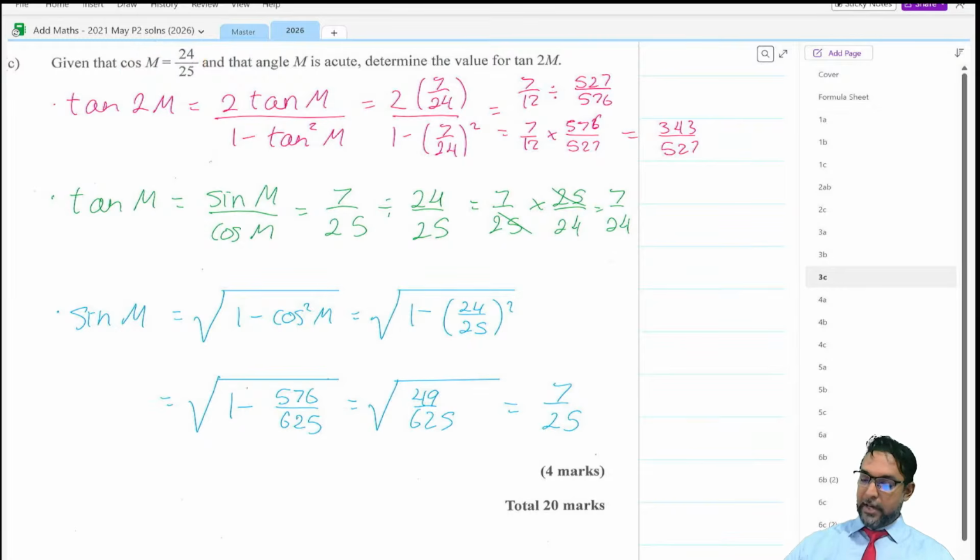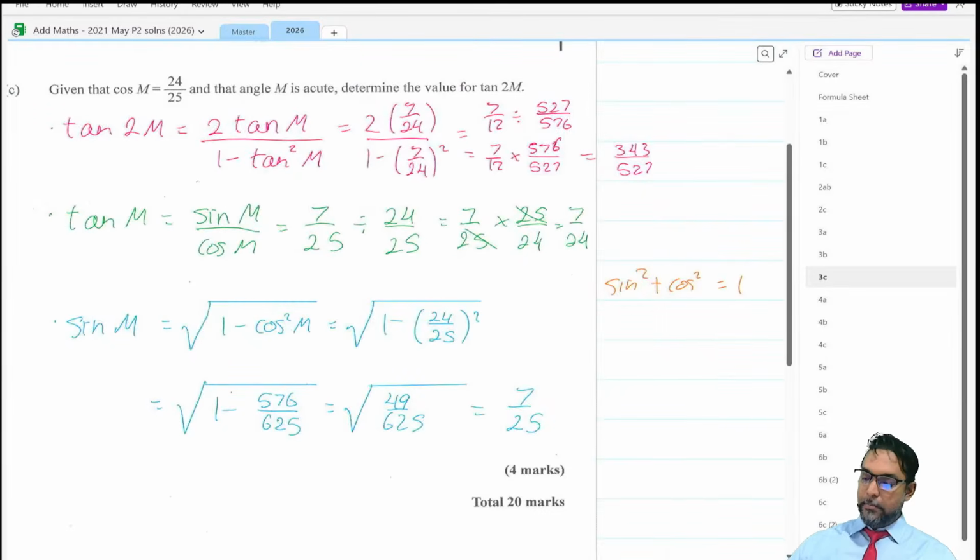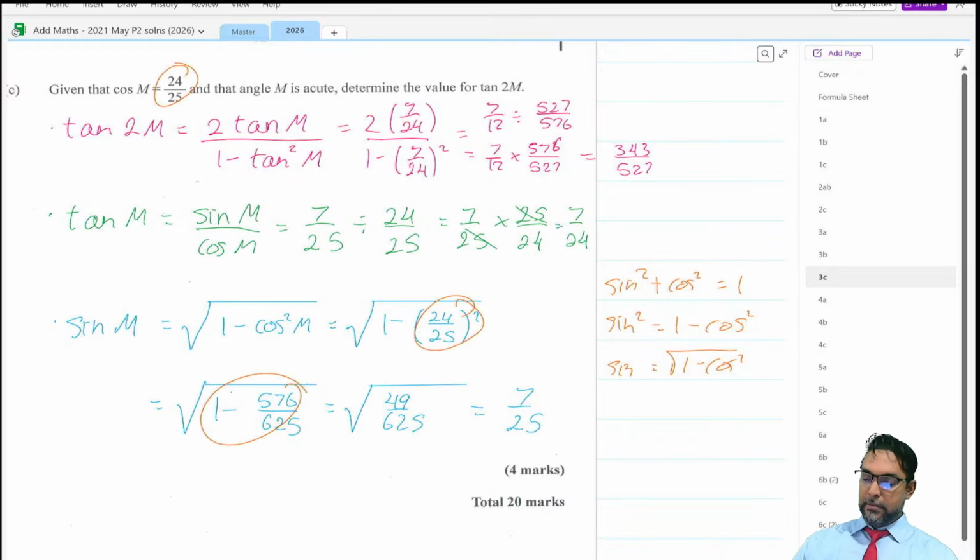To find that, I have to go back to sine squared plus cos squared equals 1. So to find sine squared, we do 1 minus cos squared. And if I want to find sine, I take the square root. So I square this, subtract it from the 1, square root it, and I get that.